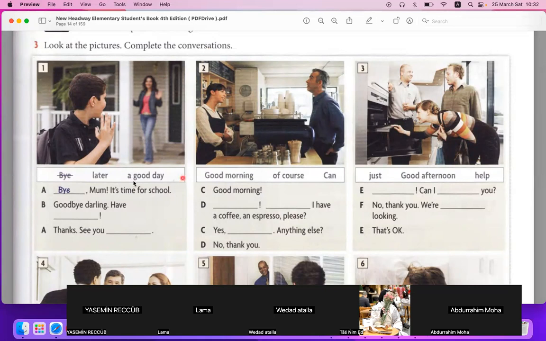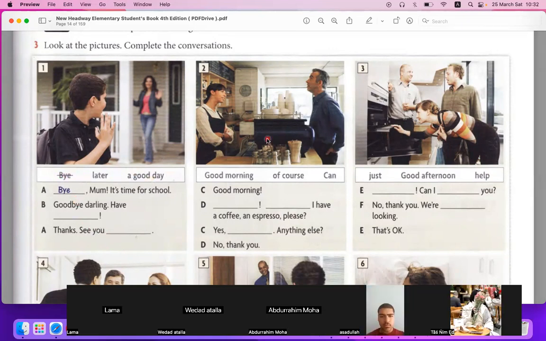Okay, let's do this one. So as I said, you choose the correct answer and write it in the blank. Okay? Yalla, you have 1 minute, guys. Try to write the answers in the notebook.